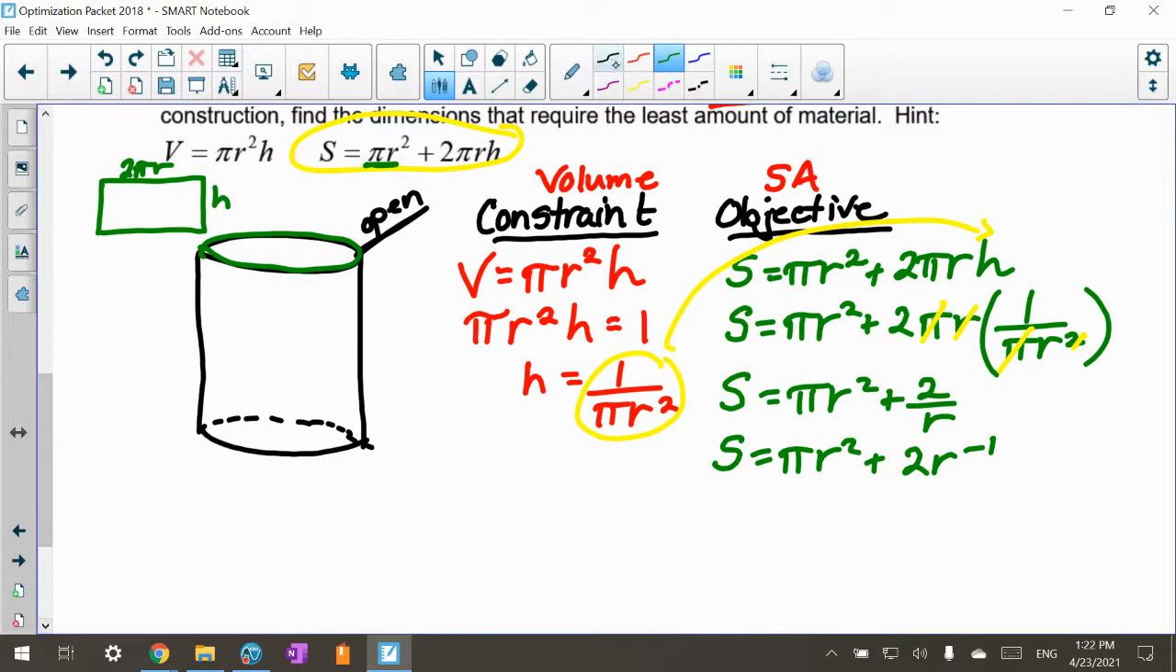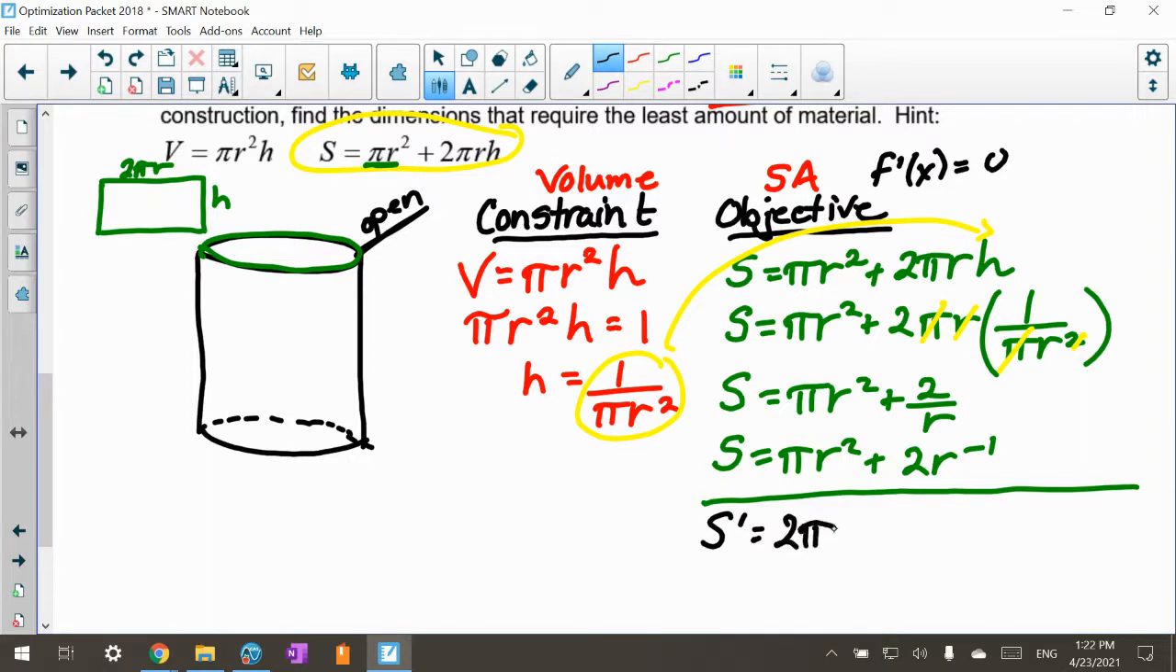Now remember, in order for us to find the least amount of material, we have to do the derivative. So we're going to find s prime, because f prime of x has to equal 0. So when I do s prime, it is 2 pi r, that's power rule, minus 2r to the negative 2. Let's just write it down here and put it equal to 0.